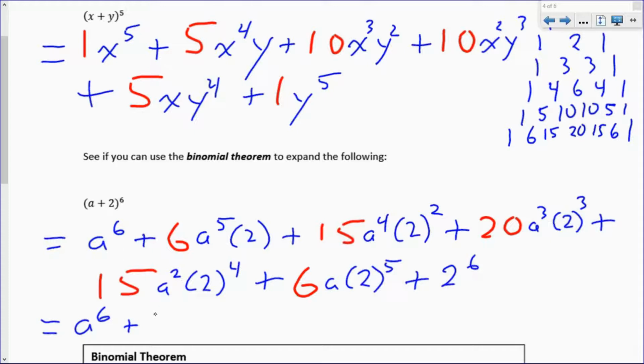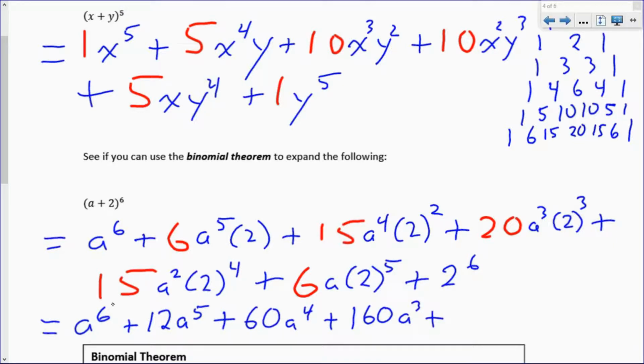Okay, I got 2 times 6, which is 12. So 12a to the power of 5. Plus 2 squared is 4, and 4 times 15 is 60. So we actually get 60a to the power of 4. 2 cubed is 8. 8 times 20 would be 160a cubed.